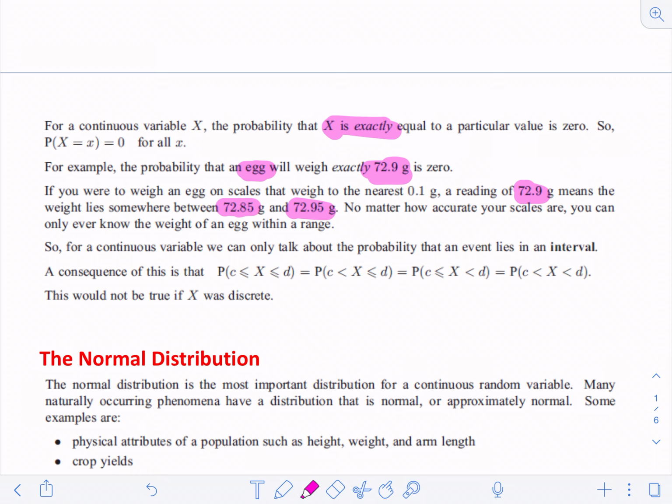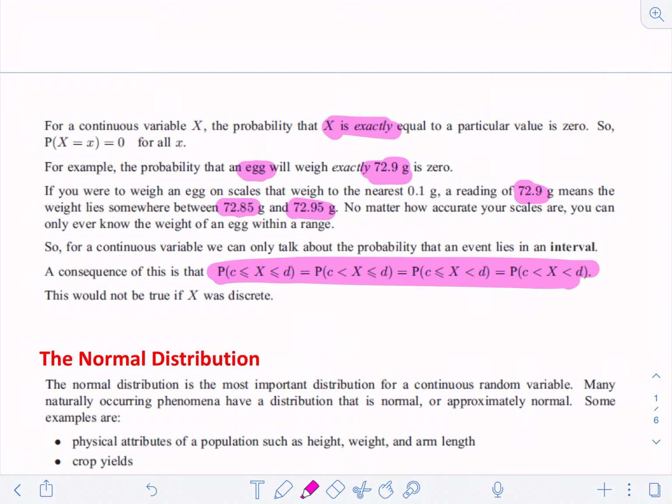And since it can never be equal to a single value, all of these probabilities basically mean the same thing. Where it says X is between C and D, inclusive or not inclusive, or both inclusive or one inclusive, it doesn't make a difference either way. Those are all equal to the same. So that's just something to mention there.